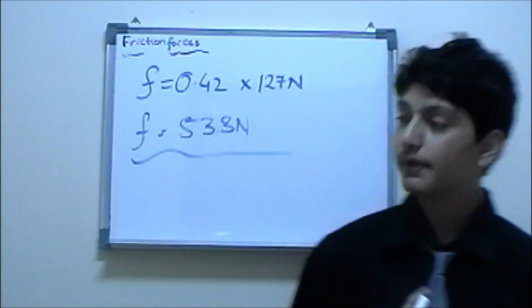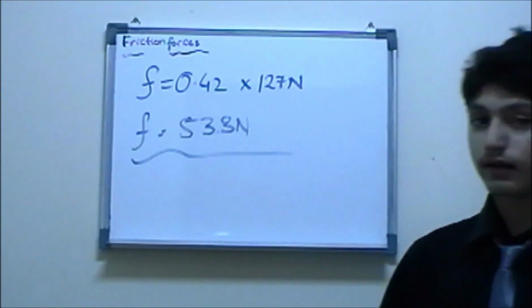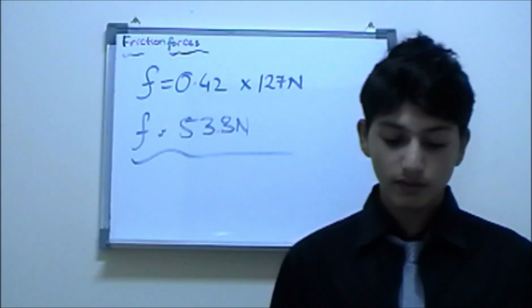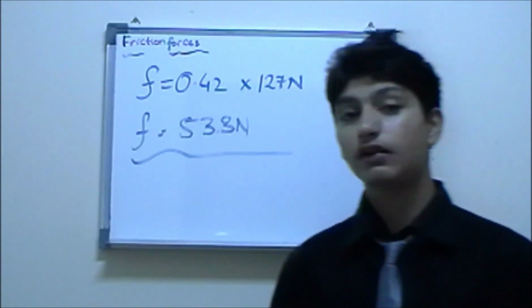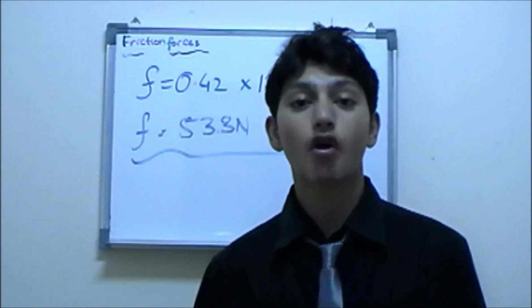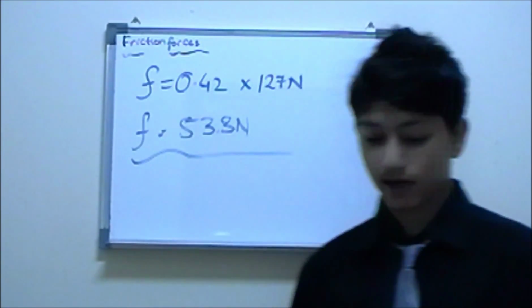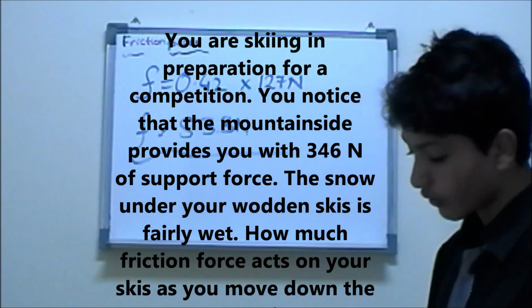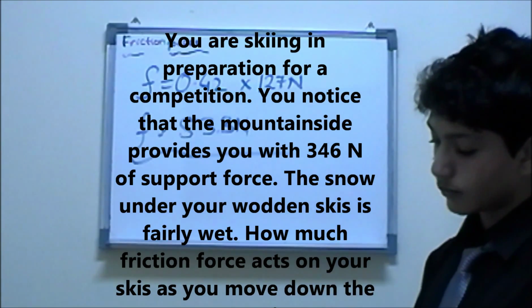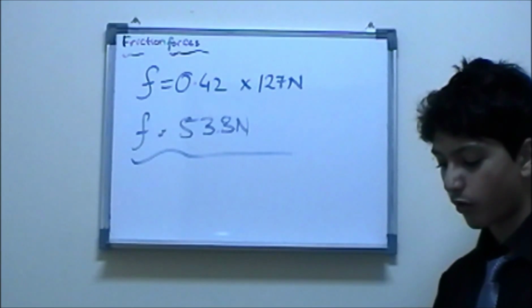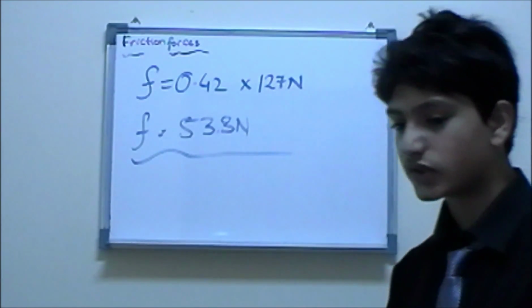So is it static or kinetic? Well, it says as you move down the mountain. So you're moving, and when you're moving, it's the coefficient of kinetic friction. So kinetic friction is what we are using. It says the mountain provides you with 346 newtons of support force, but we don't know the coefficient.